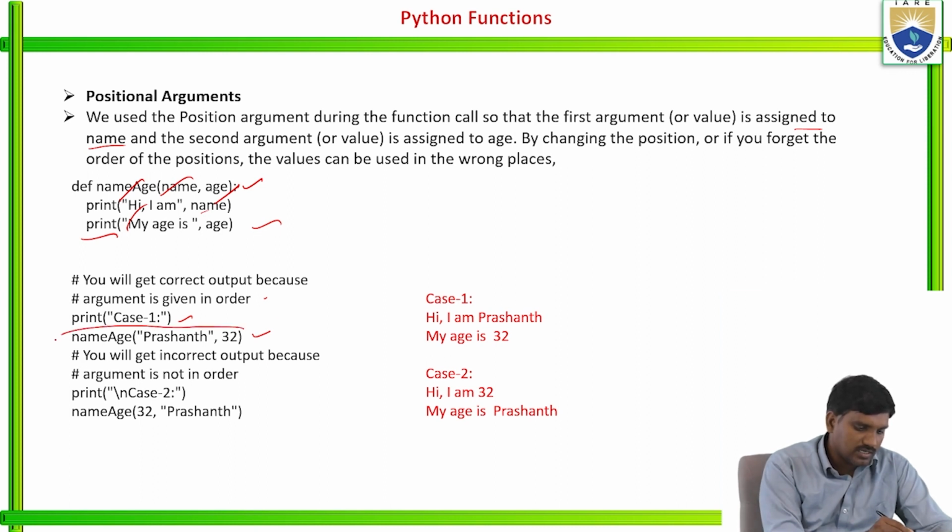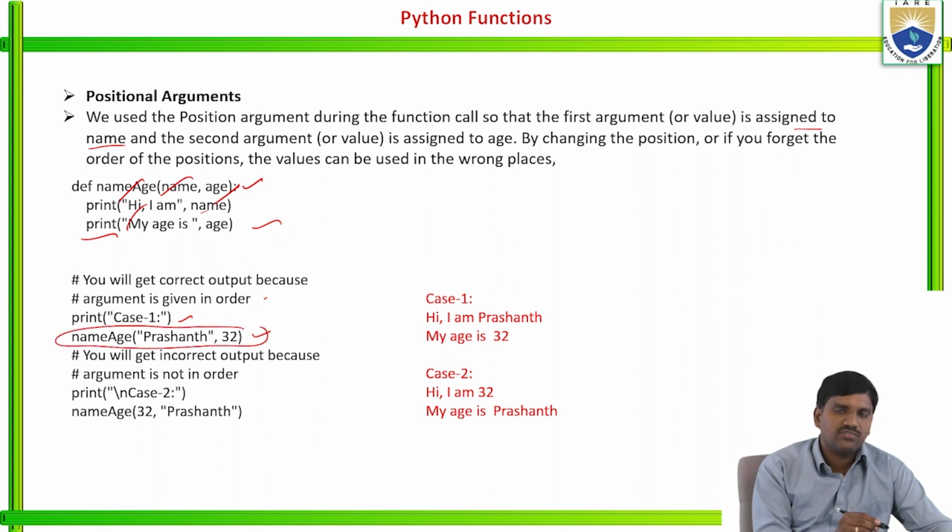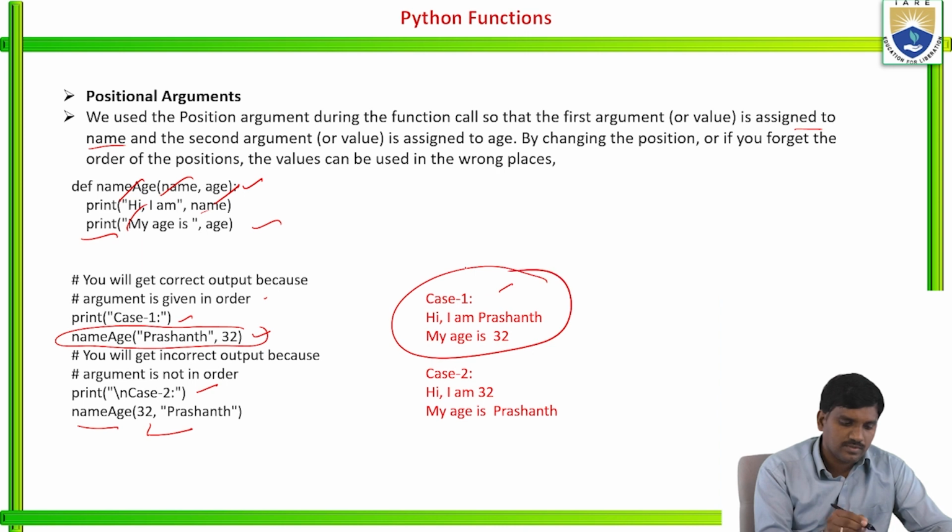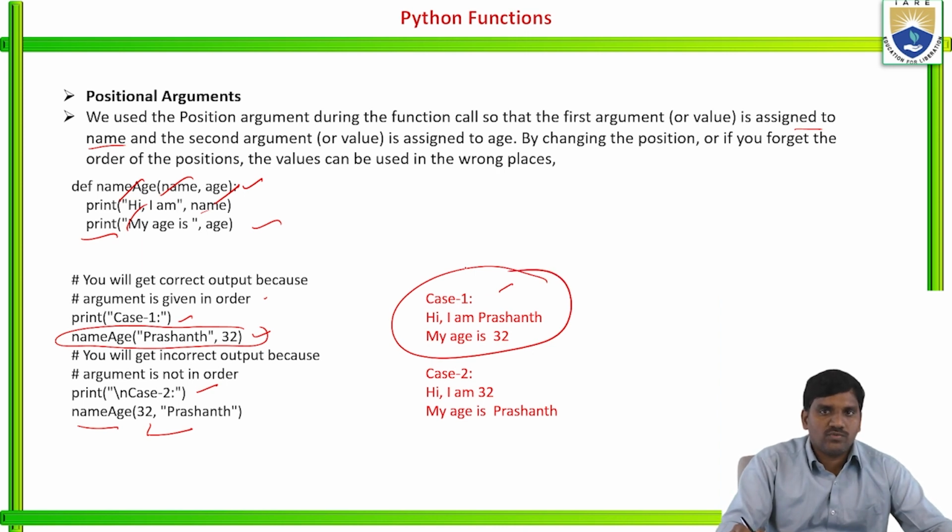So this is just to get the correct output in the first case. In the second case, you will get incorrect output. So case 2, name, age, but it will give 32, comma, Prashanth. So here the output of case 1: Hi, I am Prashanth. My age is 32. So this is case 1, the correct output you will get.